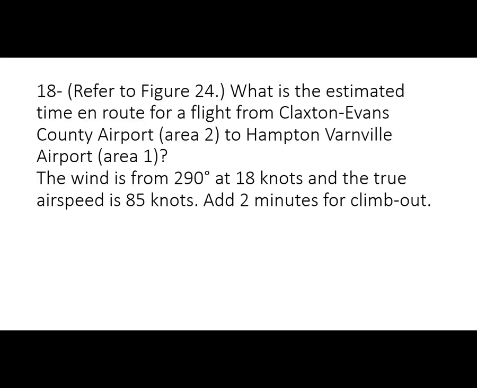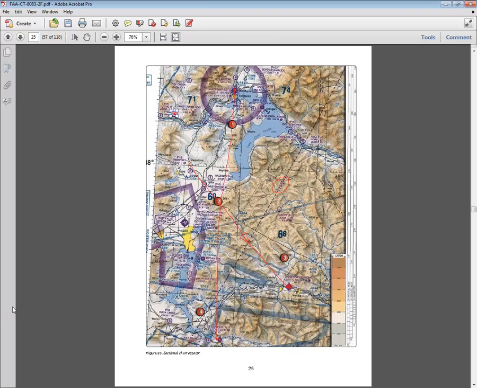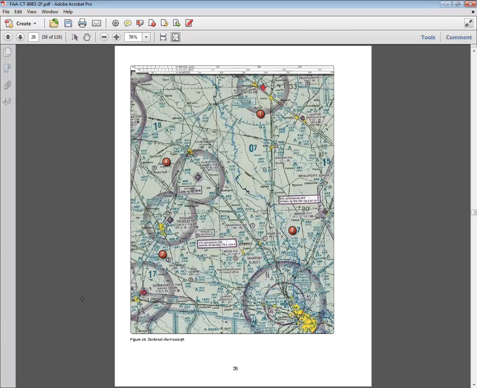Question 18, what's the estimated time en route for a flight from Claxton Evans County Airport to Hampton Varnville? The wind is 290 degrees at 18 knots and the true airspeed is 85 knots. Again, they're asking for the time. So we need to know the speed that we're traveling over the ground and how far it is to get from one airport to the next. And I can work this one real quick since it's been a couple since I've worked a problem. So looking at this one here, it's figure 24. We go to figure 24.